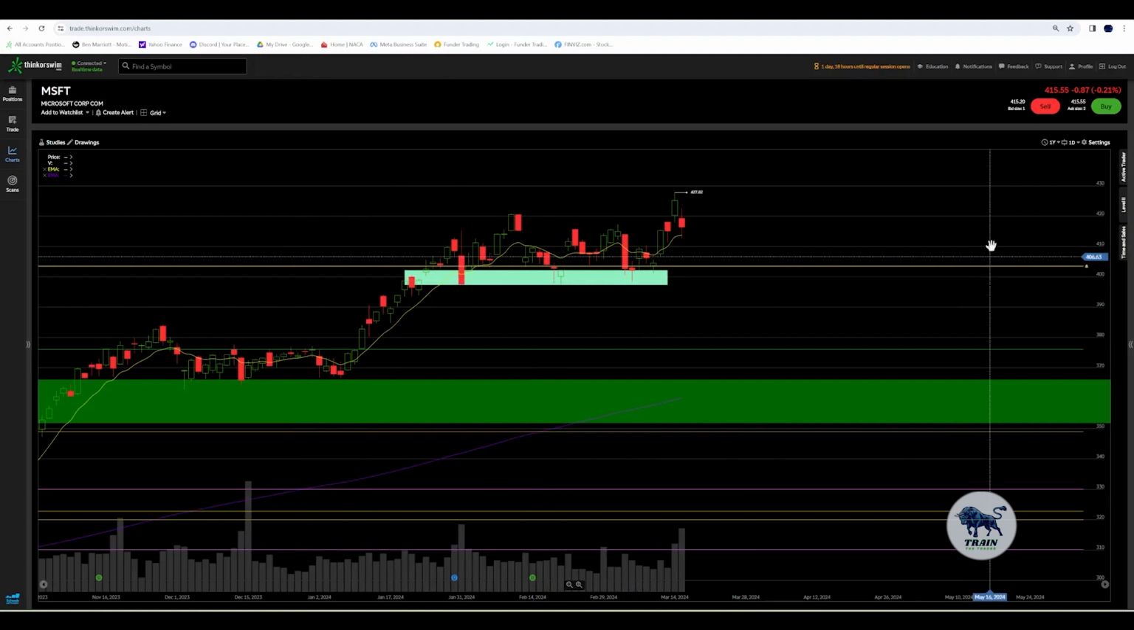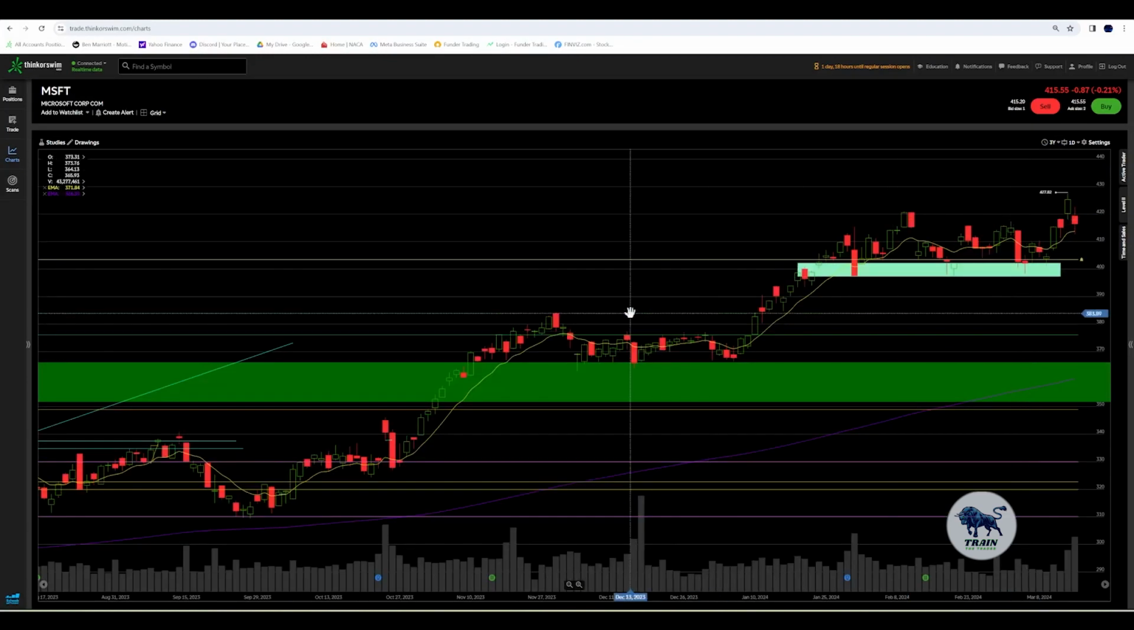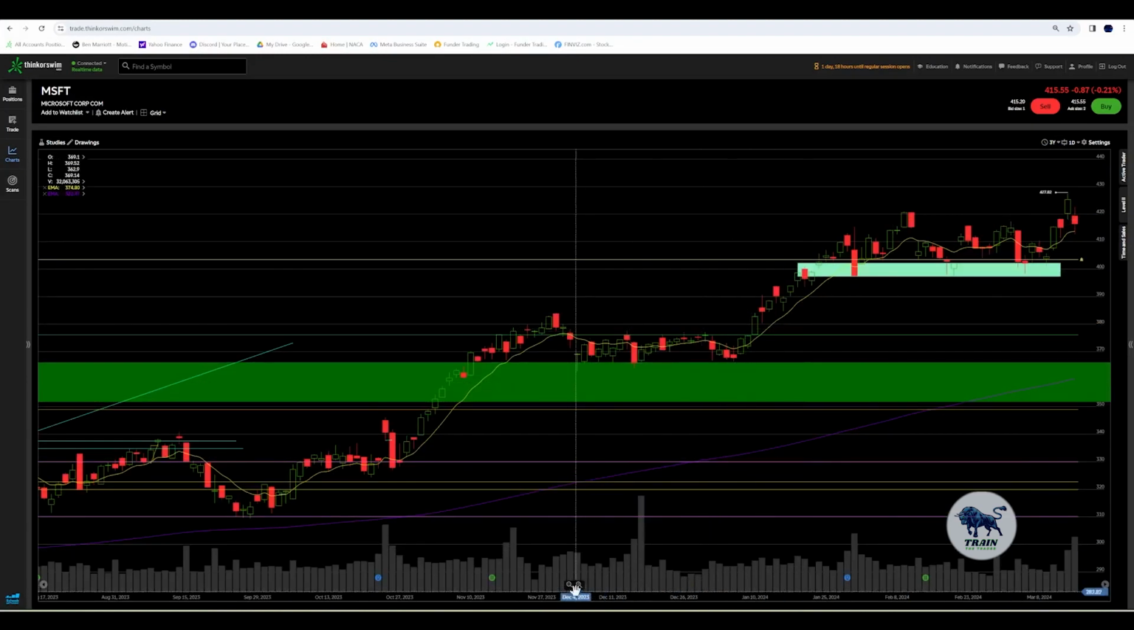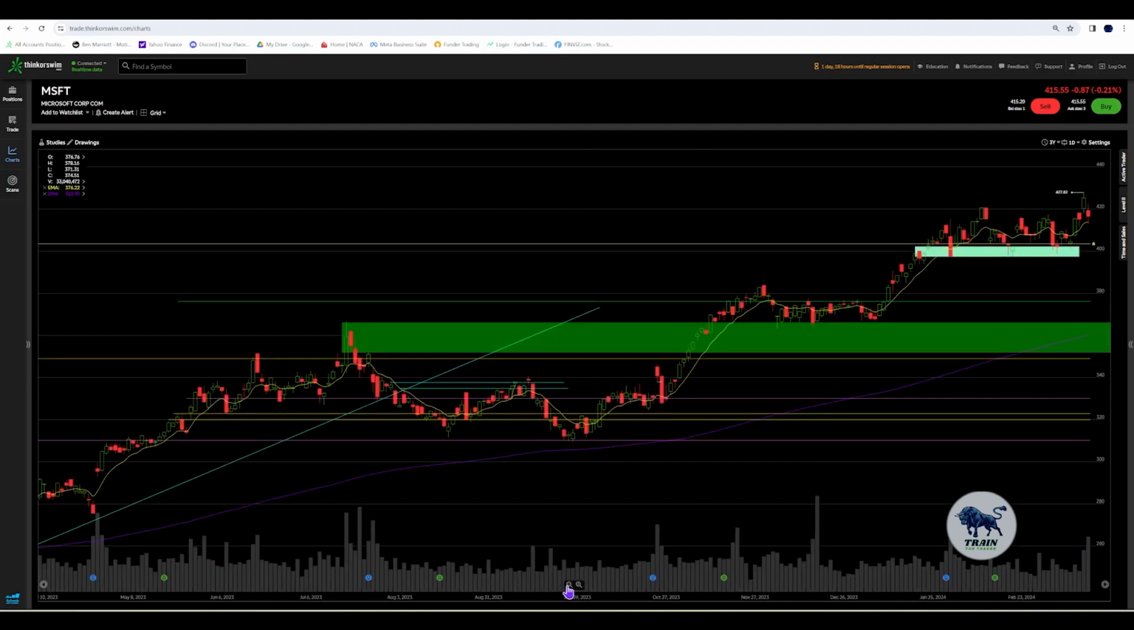So this is the Microsoft chart. If we expand this out over 3 years and a day, what we're going to see here is a couple things. So this purple line right here is what they call an exponential moving average. This one is a 200 exponential moving average.